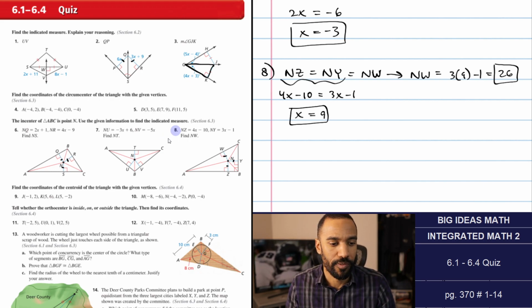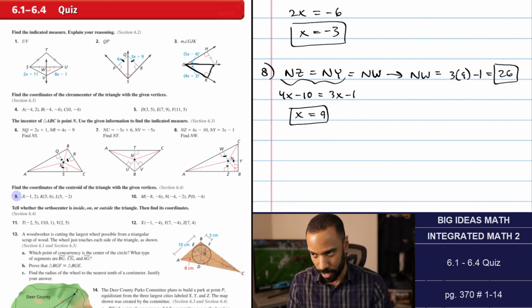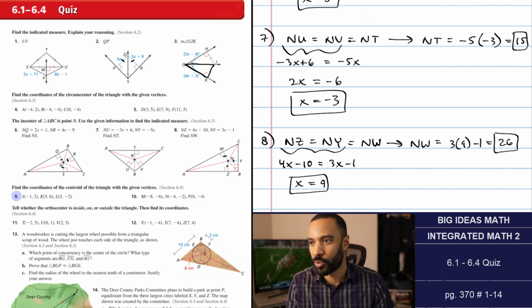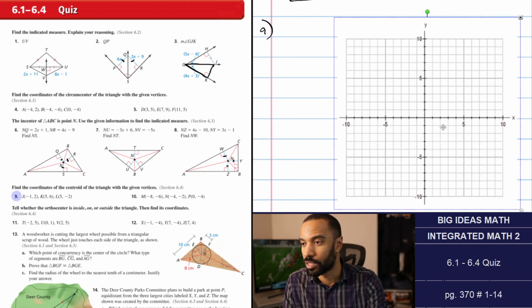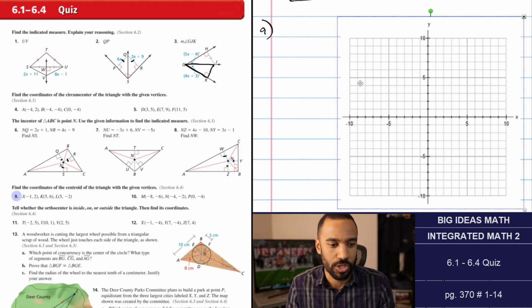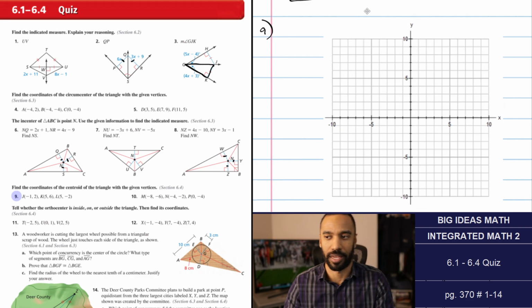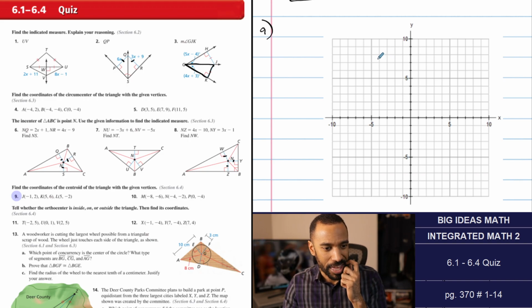All right, let's move on to numbers 9 and 10. So out of section 6.4, find the coordinates of the centroid of the triangle with the given vertices. Now, a centroid is the point of concurrency of 3 medians of a triangle. You intersect your medians, you have a centroid. So let's go ahead and do something like that. Find the centroid by finding the medians.